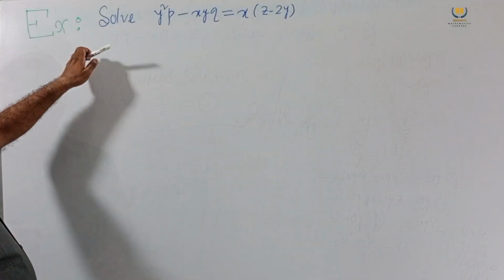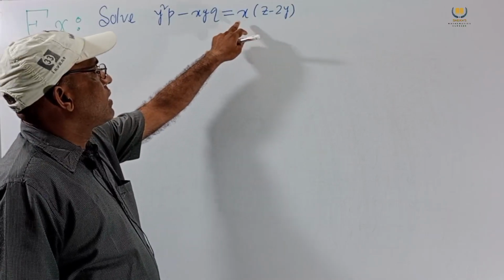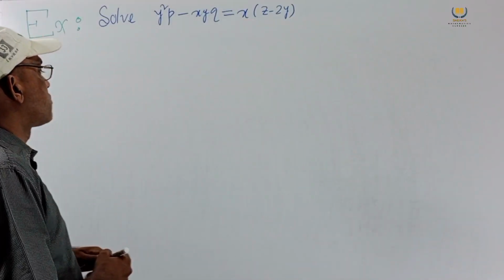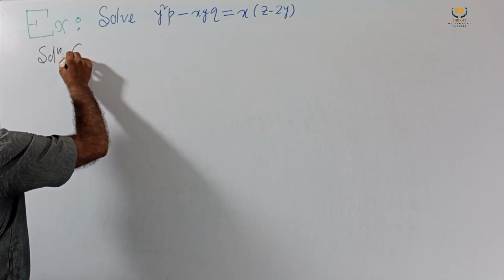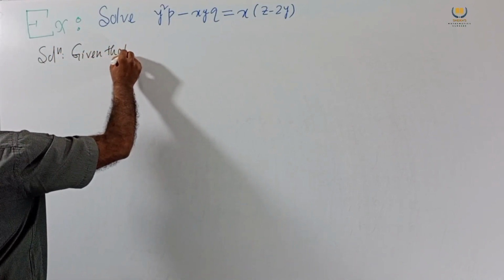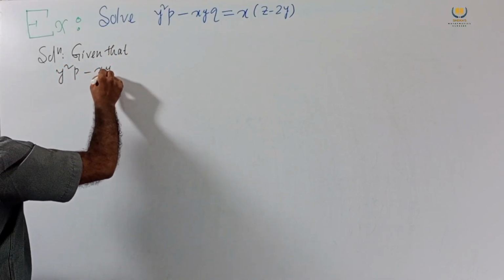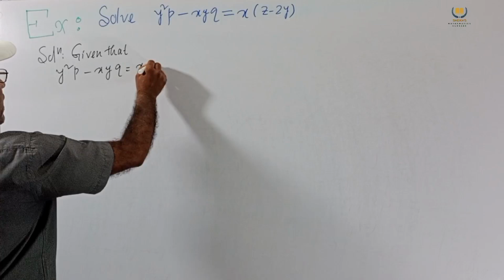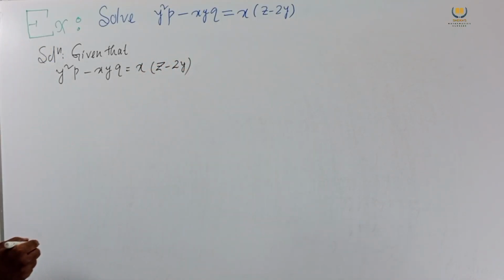Next we consider this problem. Solve y²p minus xyq equals x into z minus twice y. Now we want to solve this equation given that y²p minus xyq equals x(z minus 2y). We get this.